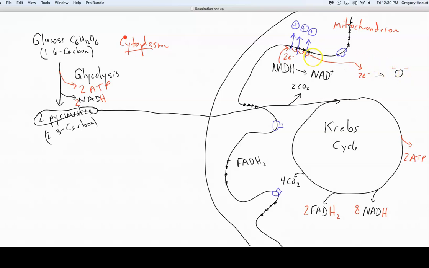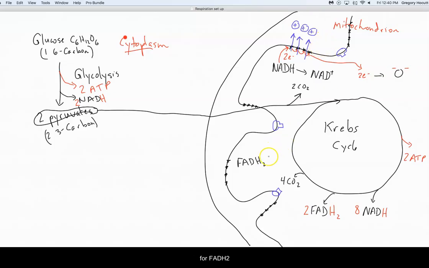Oxygen is so ready to grab electrons that it will pull these low energy electrons from the end of this enzyme system out of there, removing them and opening the enzyme system up for more electrons to come through to pump more protons across this boundary.